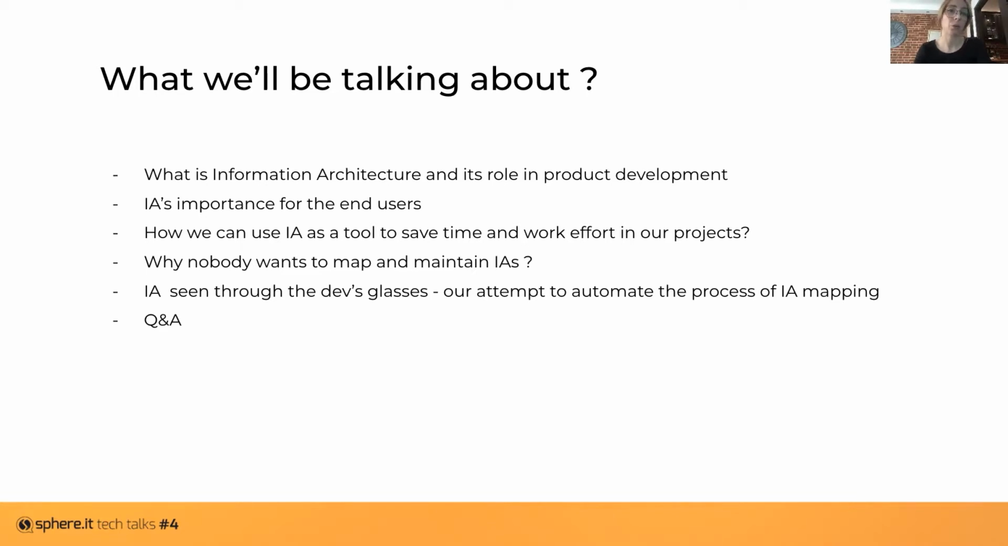We'll then discuss why IA is so rarely seen in product development, why nobody is very eager to map and maintain it, and finally, Tomek will take over and explain the IA seen through the devs' glasses, and he'll show you our own attempt to automate the process of mapping. At the very end, we have some time for questions and answers.